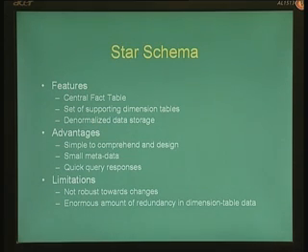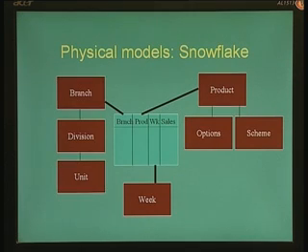However, there are certain limitations as well. That is, it's not robust towards changes, especially in the dimension table. Suppose I want to add something to the dimension table, it's quite difficult, and there's an enormous amount of redundancy in dimension table data, because dimension tables need not be normalized, and we may just be repeating information in the dimension table. The next kind of relational model that is used is what is called the Snowflake schema.